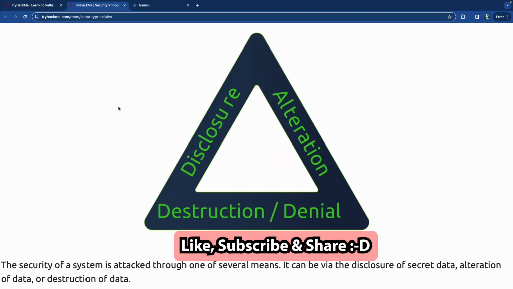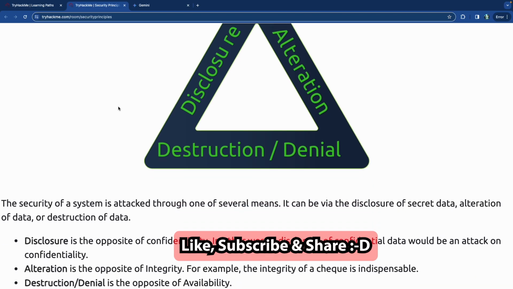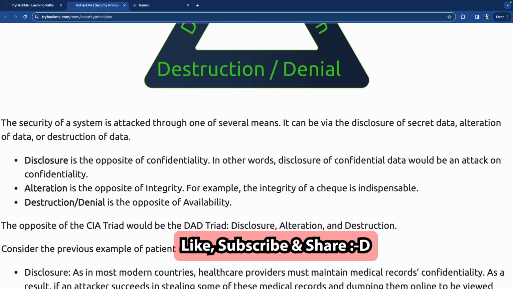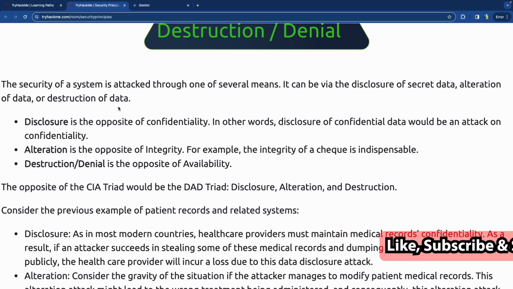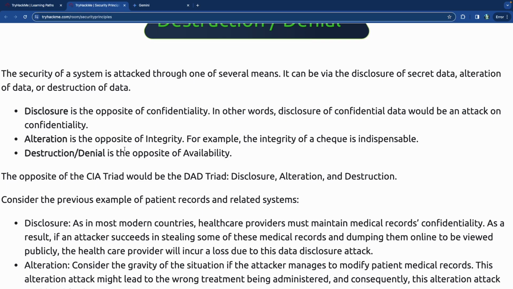The DAD, disclosure, alteration, and destruction denial, is basically the opposite of CIA. So, disclosure is the opposite of confidentiality. Information gets disclosed, it's no longer confidential. Alteration is the opposite of integrity. The check is indispensable, right? If the check has been altered, it's no longer integrity. It doesn't have integrity. Destruction denial is the opposite of availability, and DOS stands for denial of service.